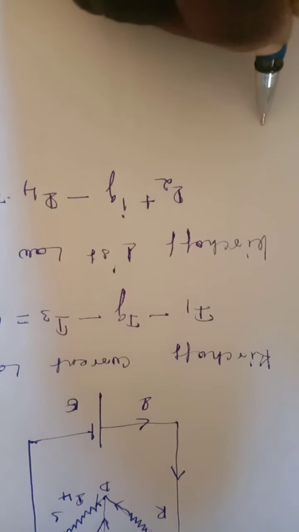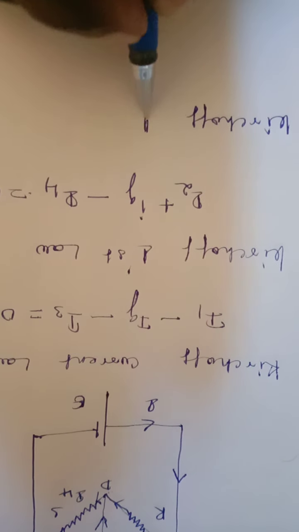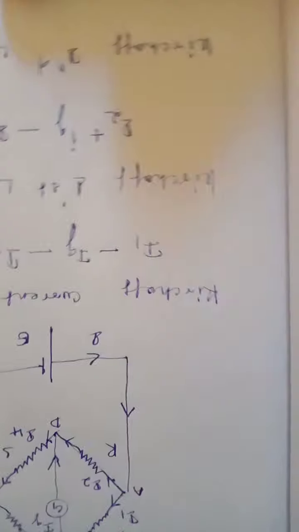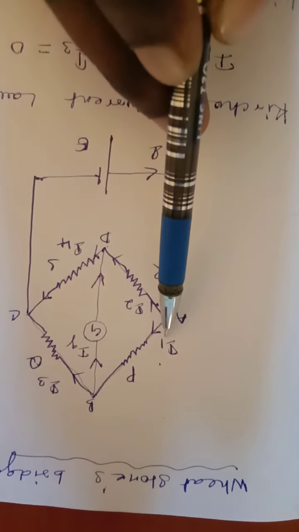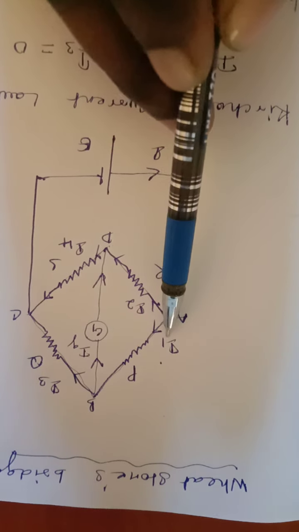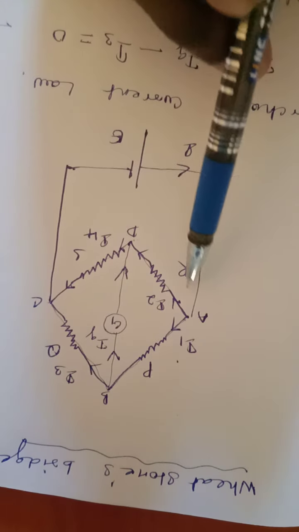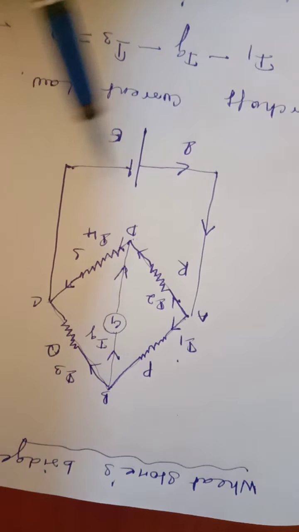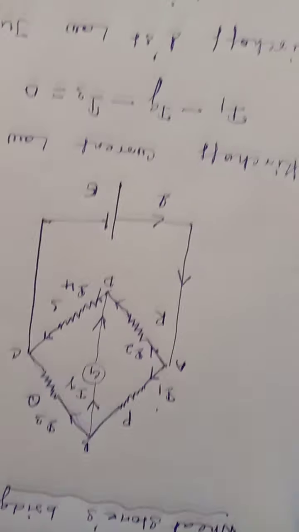Next, applying Kirchhoff's second law. What do we mean by Kirchhoff's second law? The algebraic sum of the products of current and resistance in a closed circuit is equal to the algebraic sum of the electromotive forces. That is called Kirchhoff's second law.